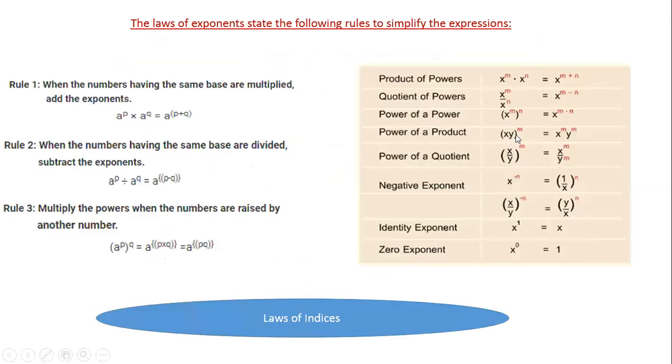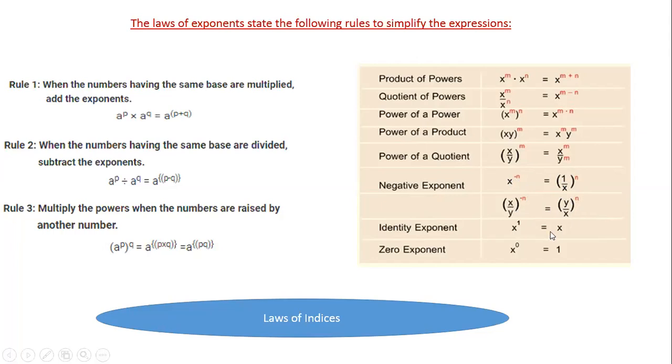See, xy power m is equals to x power m, y power m, and power of a quotient, x by y power m, is x power m over y power m. But if you find negative exponent, if you find x power minus n, then this can be written as 1 by x power n. And if you find x by y power minus n, then just reverse the fraction. Power would be positive. y by x power n.